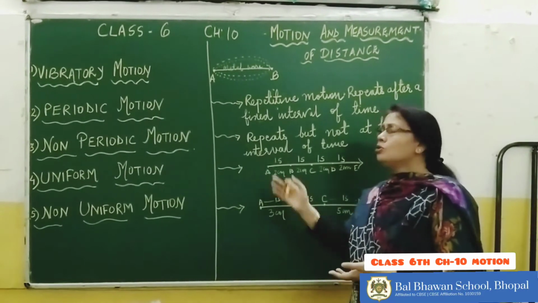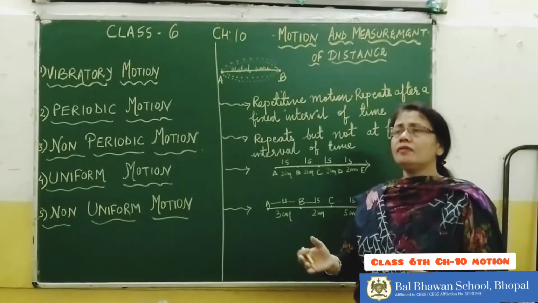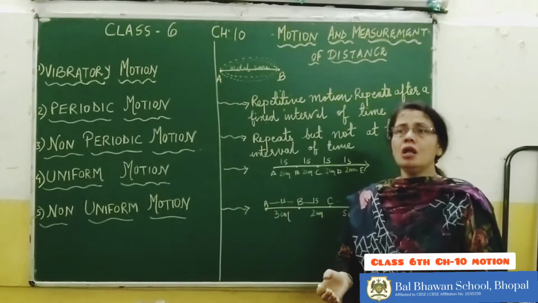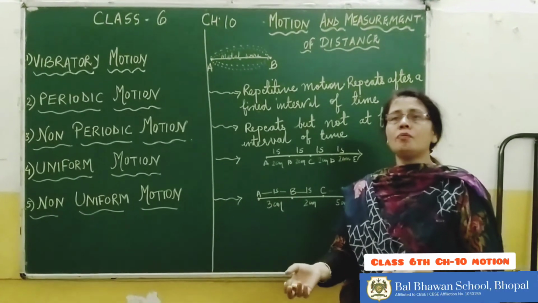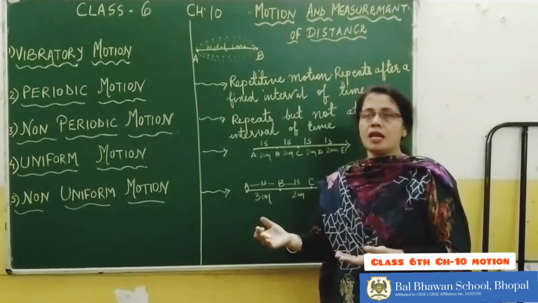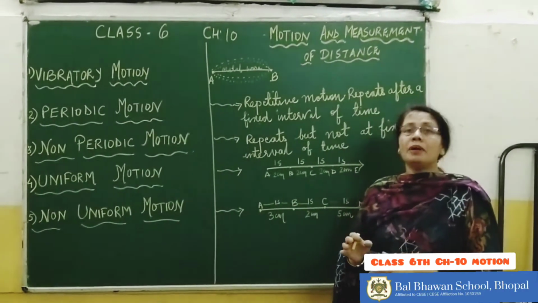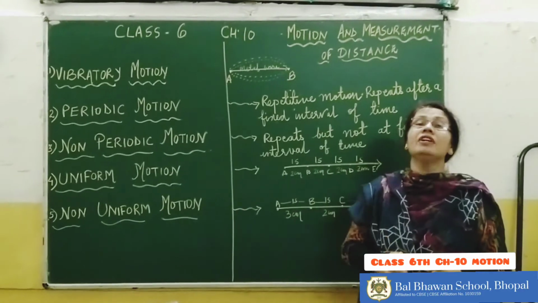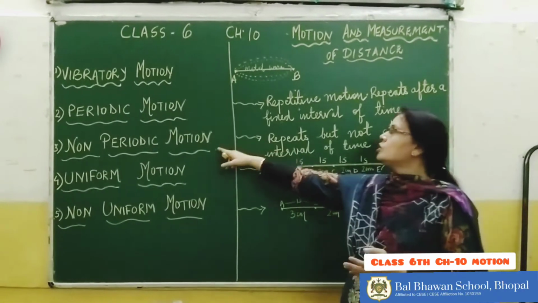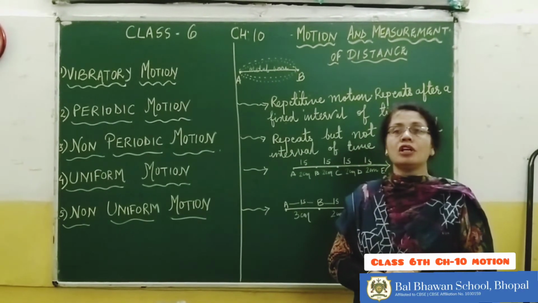For example, you can see a footballer who is playing on the ground. He is kicking the football again and again, but the time duration, that means he is repeating his motion, but the time varies every time. So such type of motion is called non-periodic motion.